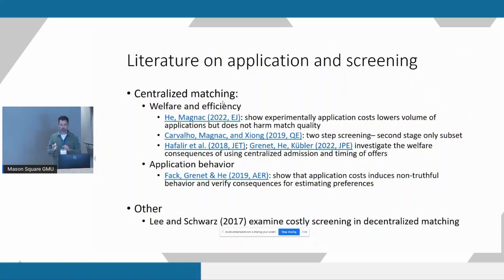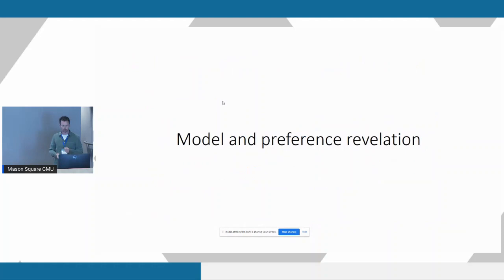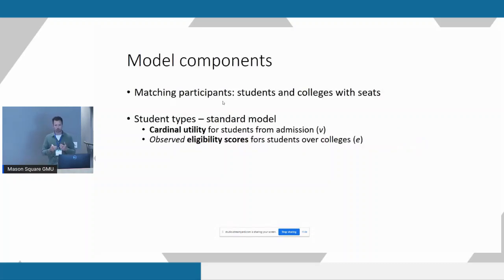There is a huge literature here, but not so much on actually screening applicants. So this is a very new admission system that hasn't been looked at before. I want to briefly outline the model. It's very similar to the example that I gave. So just in very abstract terms, we have students and colleges, and students have cardinal preferences over colleges, meaning that we can assign numbers on how much they like them. This will be important because we also need to think about application and screening costs.